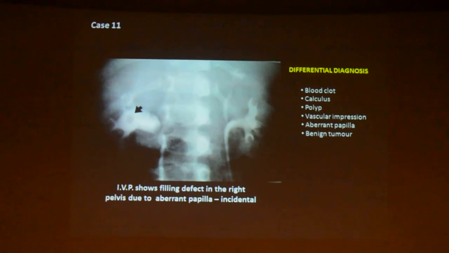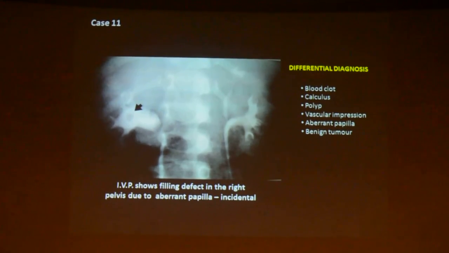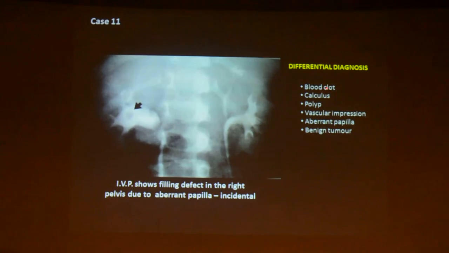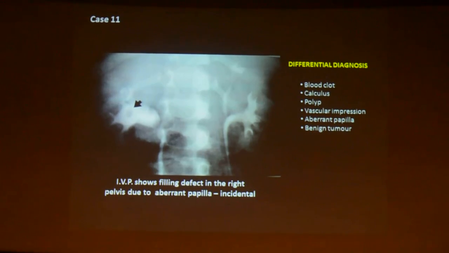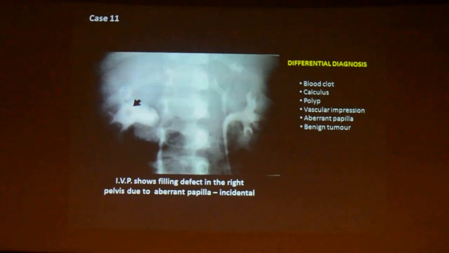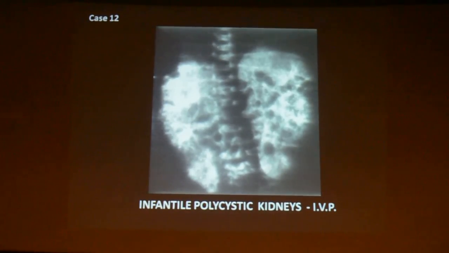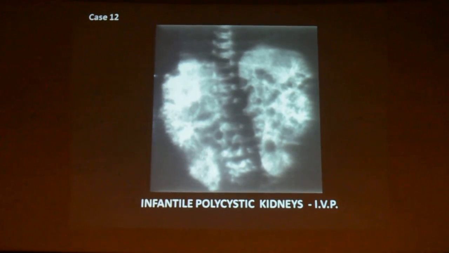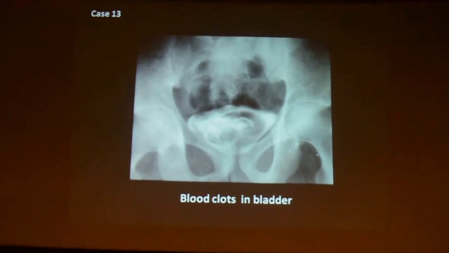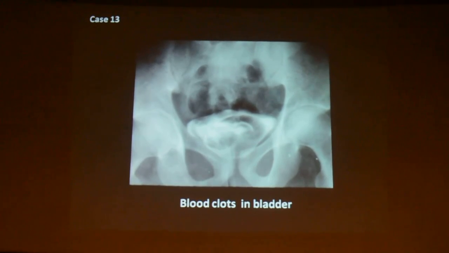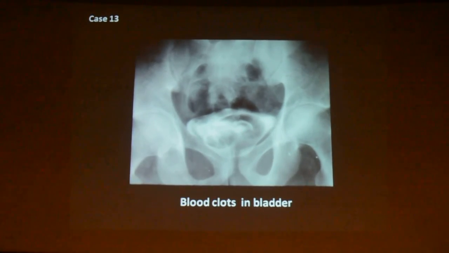This one, there's a filling defect: blood clot, calculus, polyp, vascular impression, aberrant papilla, benign tumor. This happens to be an instance of aberrant papilla and so on. Infantile. Yeah, multiple blood clots. Patient had hematuria.